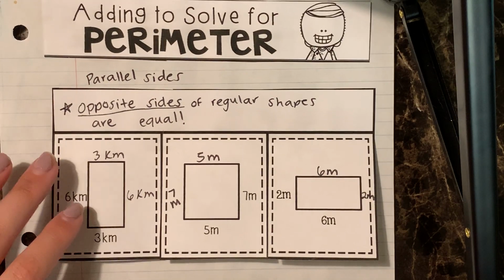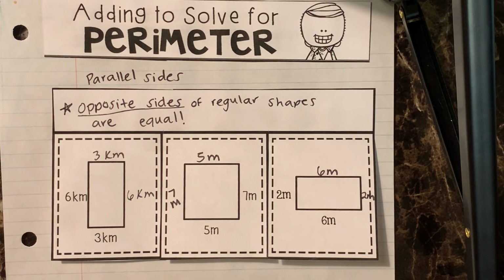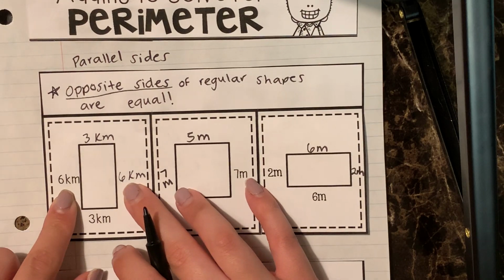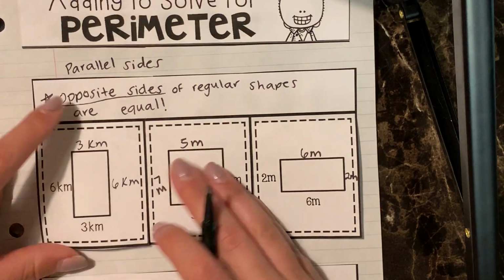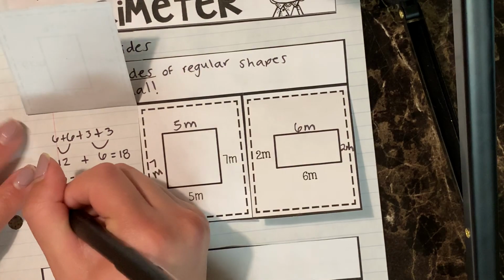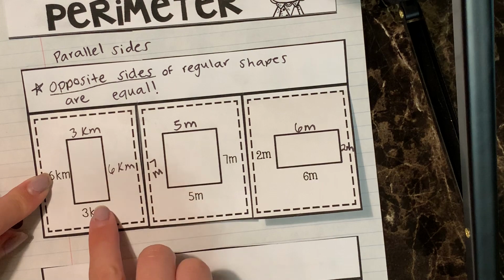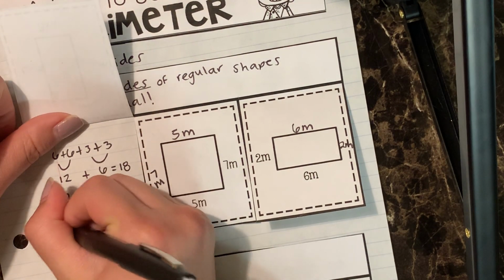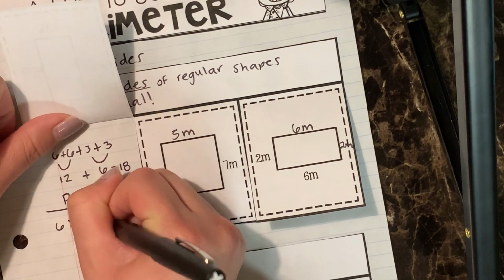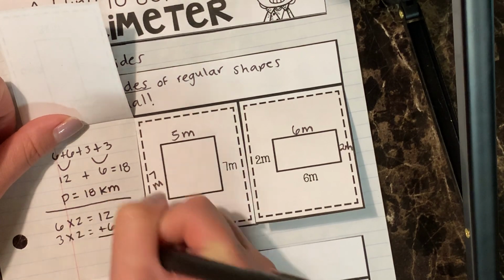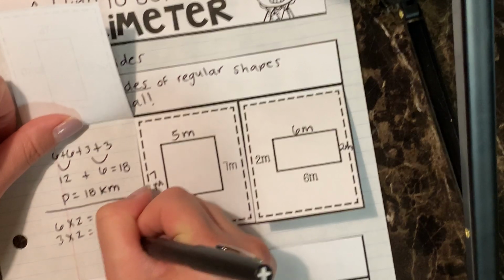Now, for another trick, if you think that you can keep your brain kind of like on track, you can use multiplication, and you can use multiples of 2. Like I notice here on our first shape that I have 6 2 times and I have 3 2 times. So I could also do 6 times 2 plus 3 times 2. So I could do 6 times 2 equals 12, 3 times 2 equals 6, and then add them together, which would also get me 18 kilometers.